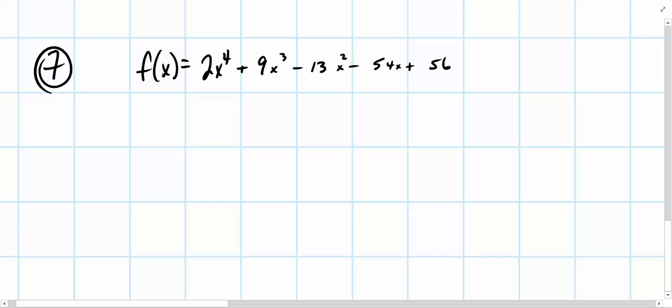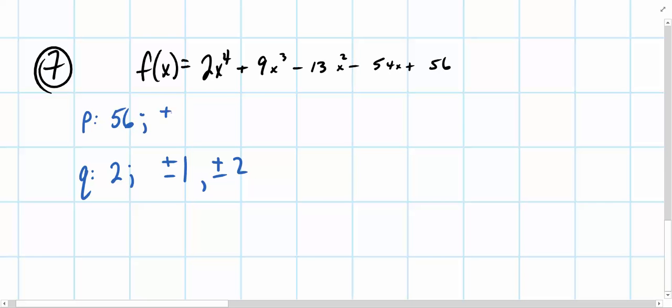Here's the equation, and the first thing that I'd like to do is identify the p and q values. So in this case, p is 56 and q is equal to 2. Now the possible factors of q are positive and negative 1 and positive and negative 2, and that's it for q.